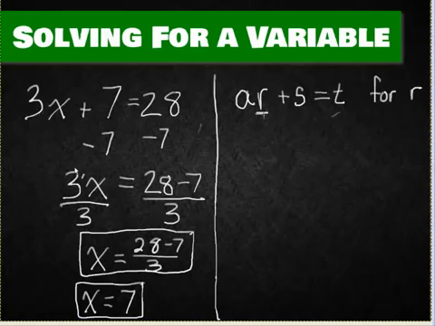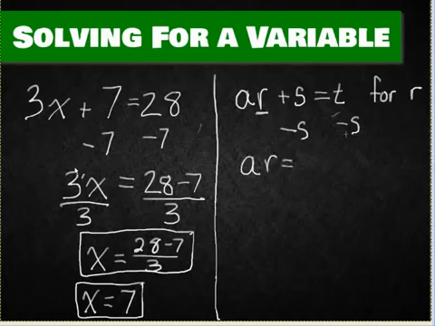So I want to get the R by itself. What's keeping him from being by itself? Well, we've got a plus S, and we've got an A. We've got to get rid of the plus S first because it's not as close to the R. So how do we undo adding S? Well, we subtract S. But if we do it to the left side, we've got to do it to the right side. So on the left-hand side, AR plus S minus S, those cancel out, and we just get AR.